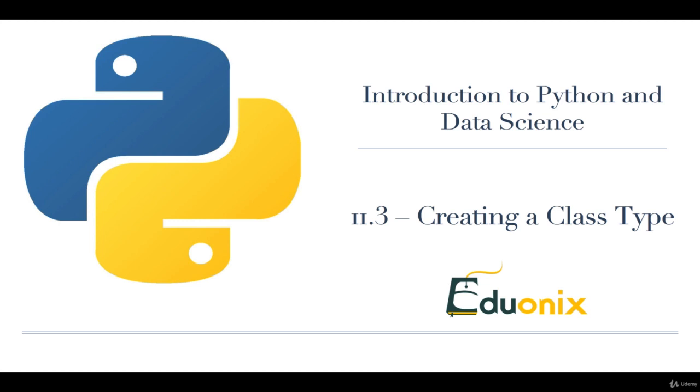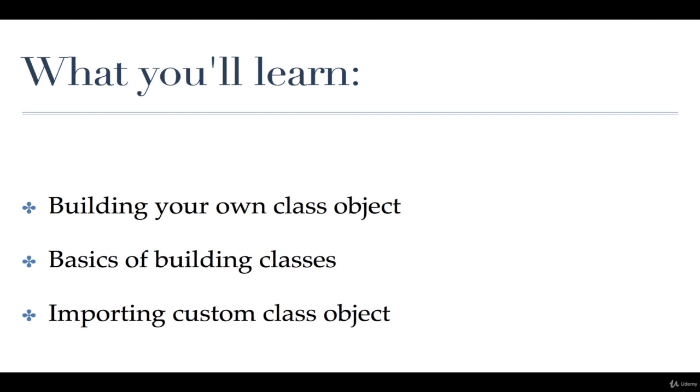So basically, once you learn the basics of doing this, you'll be able to start building your own libraries and packages that other people could potentially use. So in this class, you're going to learn how to build your own class objects. You're going to learn some of the basics of building class objects in terms of some of the key features of class objects, how to use them, and how to build them.